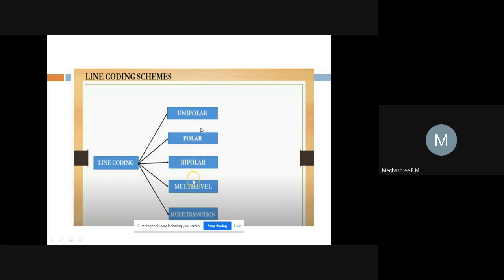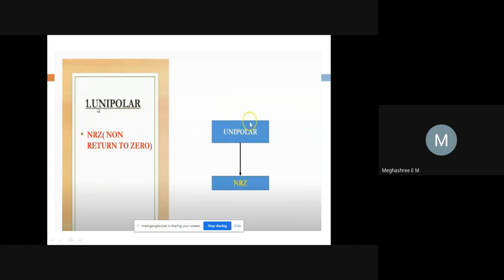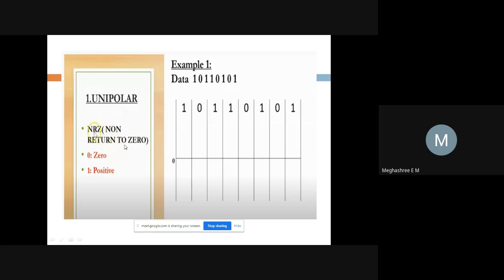So let's start with the first method under line coding, that is unipolar. Again, this is a method used to convert digital data to digital signals, and the method under this that we are going to study is NRZ, that is non return to zero. Let's see what this non return to zero is.